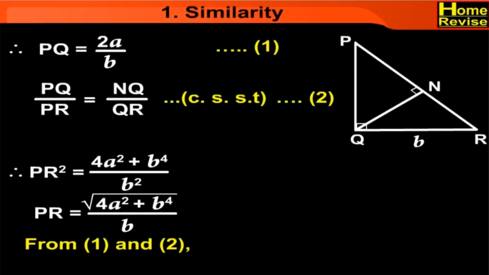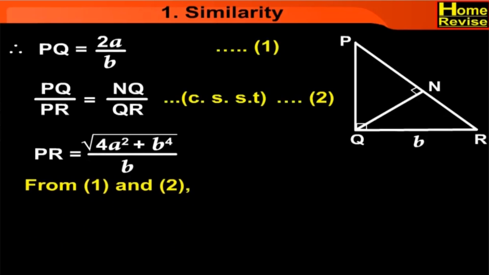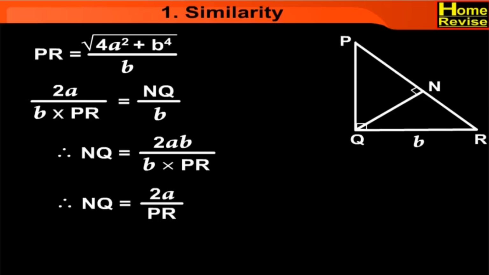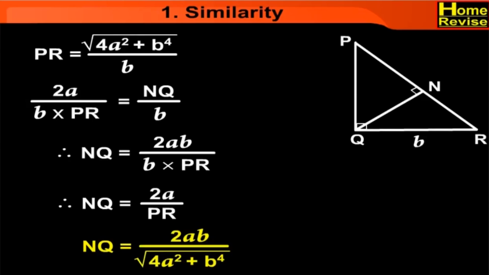Now from equation 1 and 2, we have 2a upon b into PR is equal to NQ upon b. Therefore, NQ is equal to 2a into b upon b into PR. Therefore, NQ is equal to 2a upon PR. Putting the value of PR, we get NQ is equal to 2ab upon square root of 4a square plus b raised to 4.